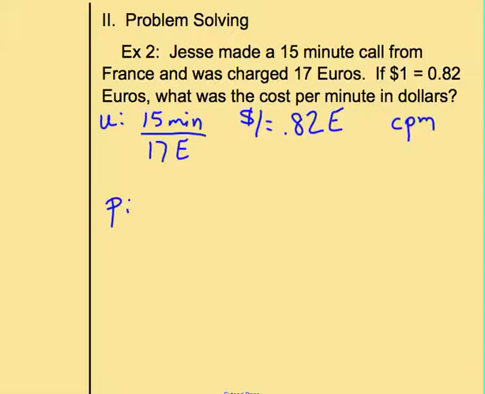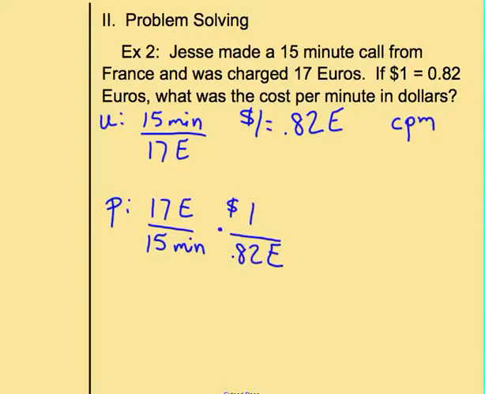So I want cost per minute. So I'm actually going to flip my first ratio around because I want euros per minute. Per means divide. So I want that division symbol, that ratio. And then in order to convert to dollars, I want my euros to cancel. So if I have euros in the numerator in my first ratio, I want it in the denominator in my second ratio so that those units cancel. And then I'll be left with dollars per minute. So I've got $1 per 82 hundredths euros.